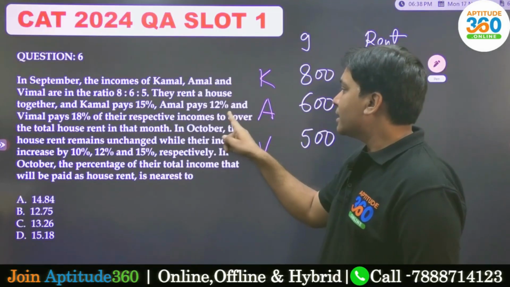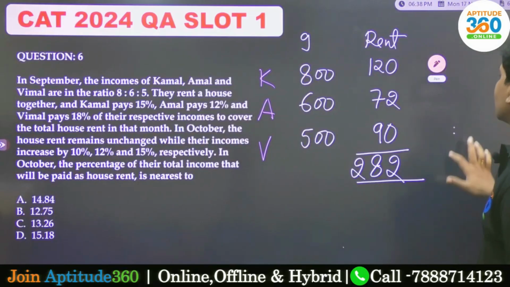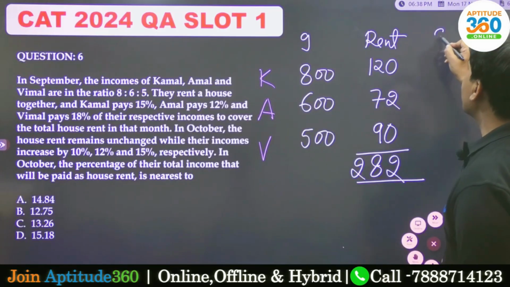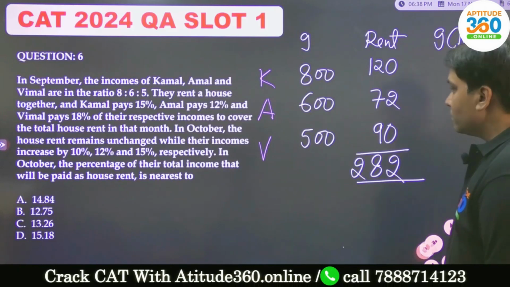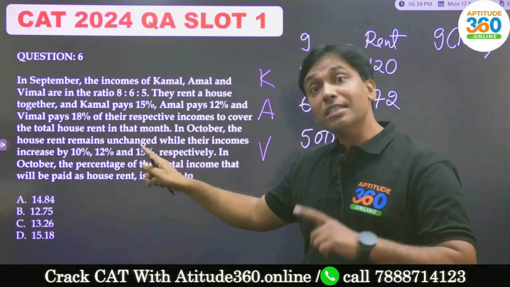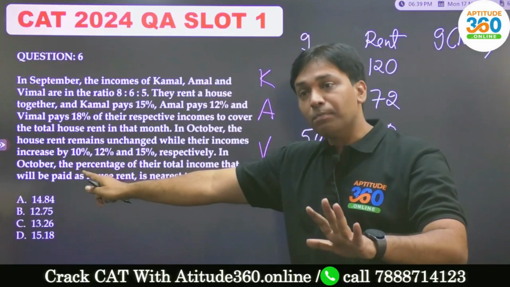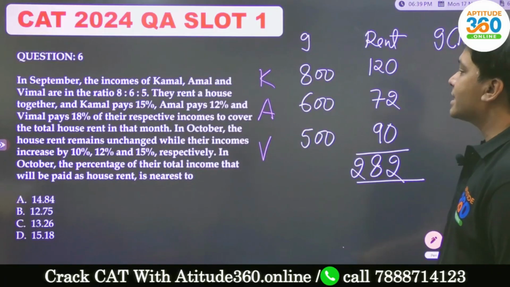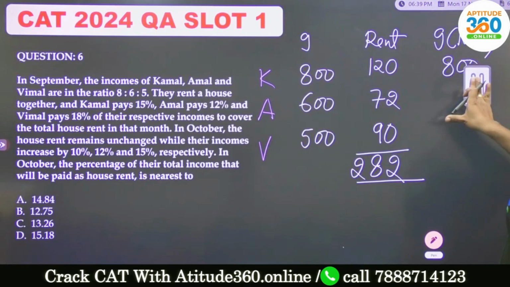Now the problem says that in October, the house rent remains unchanged. So rent is not changing, whereas their incomes are changing. In October, the house rent remains unchanged while their incomes increase by 10%, 12% and 15%. So what is going to be the 10% of 800? It is 80. 800 plus 80, this value will be 880, right?